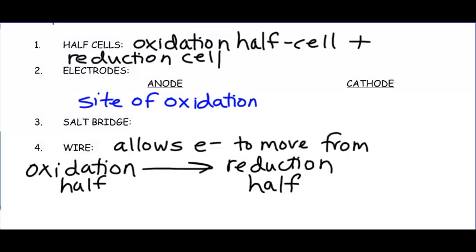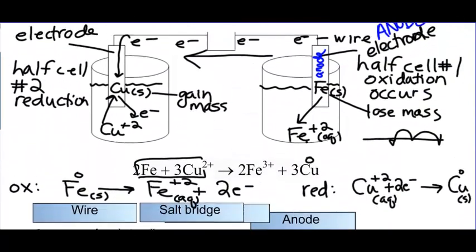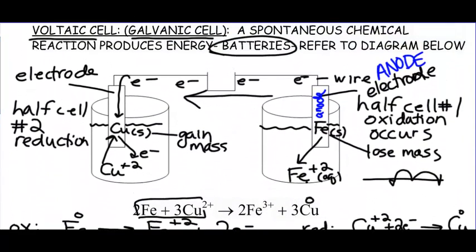It's the electrode where oxidation occurs. And if you remember an ox, red cat, what that means is that the cathode is the site of reduction. And electrons will always flow from the anode to the cathode, from who's oxidized to who's reduced, through the wire. They'll always flow through the wire. So this is your cathode over here.